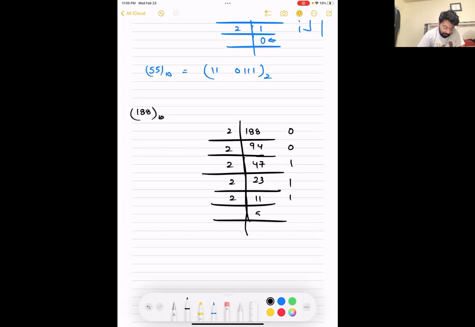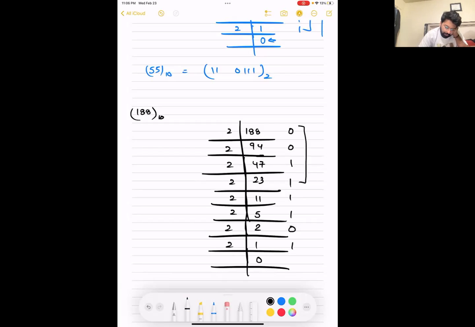11 divided by 2 is 5.5. Okay, 5 is an odd number. I'm gonna put 1 here. 5 divided by 2 is 2.5, so I'm gonna put 2 here. 2 is an even number, so 0. 2 divided by 2 is 1. Now 1 is an odd number. I'm gonna put 1 here. 1 divided by 2 is 0.5. Here you go. And let's divide them into 4 bits. So 188 in decimal is actually equal to, we're gonna go from bottom up, 10111100. There you go.